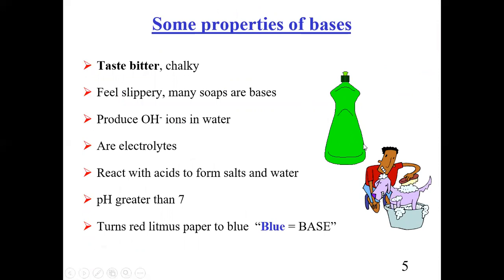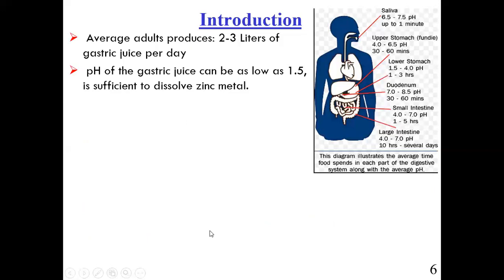Some properties of bases. Actually, most soaps and detergents are made of bases, and they usually have a bitter, chalky taste. They're quite slippery, as soap is, and they produce OH minus ions in water. They're also electrolytes. They could be strong or weak. They react with acids to form salt and water. They have a pH greater than 7, and they turn the litmus paper blue, whatever the color it starts with, it ends up being blue. Of course, we're not going to ask you about any of this because this is very basic.